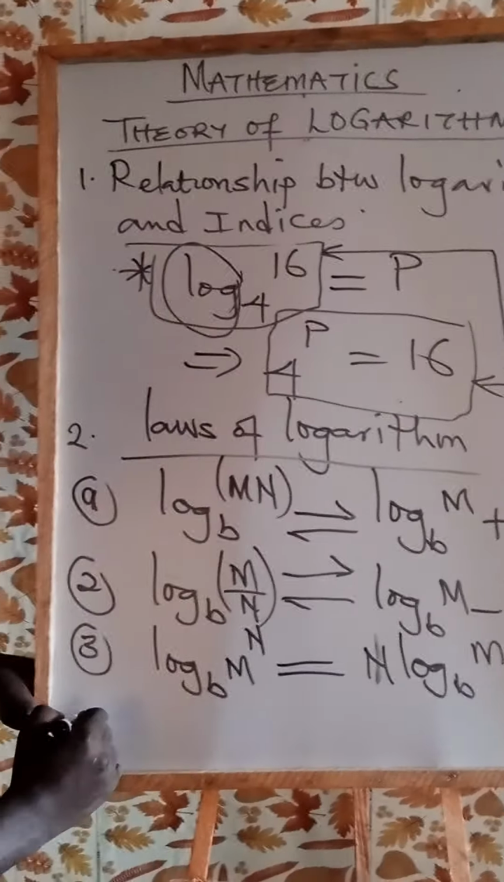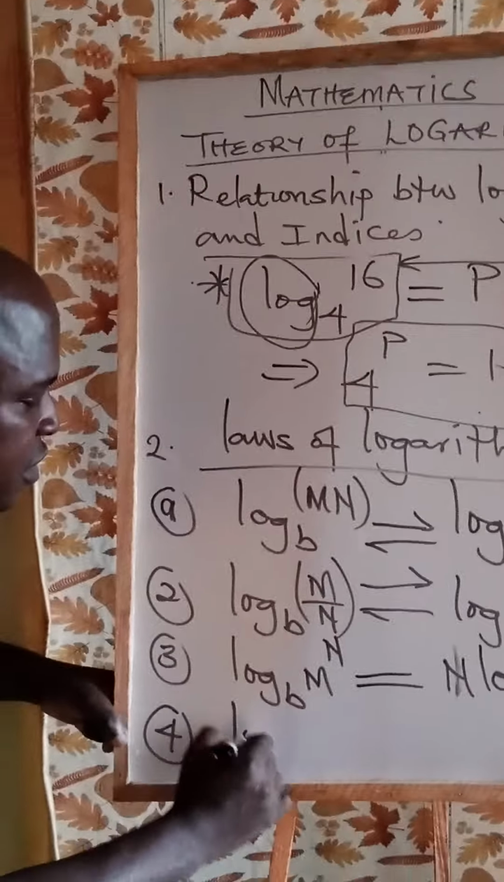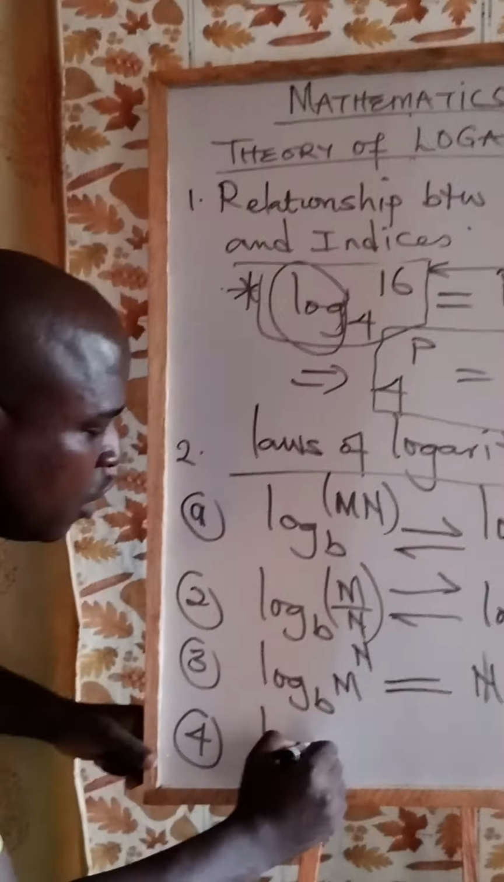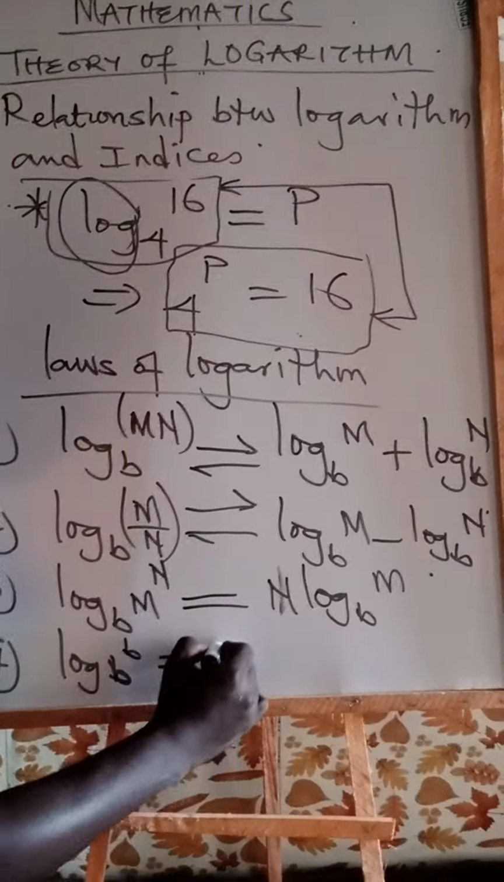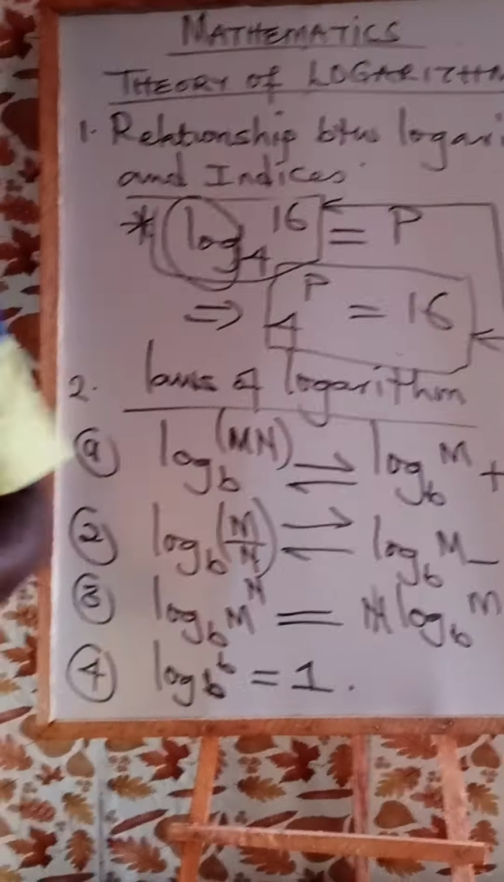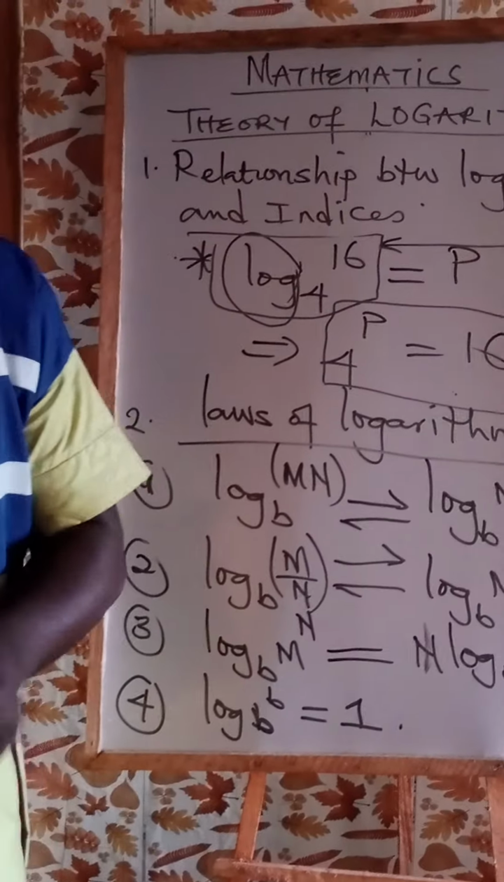And we have the fourth one, which is the last one. When the base and the power are the same, the log is always equal to 1.